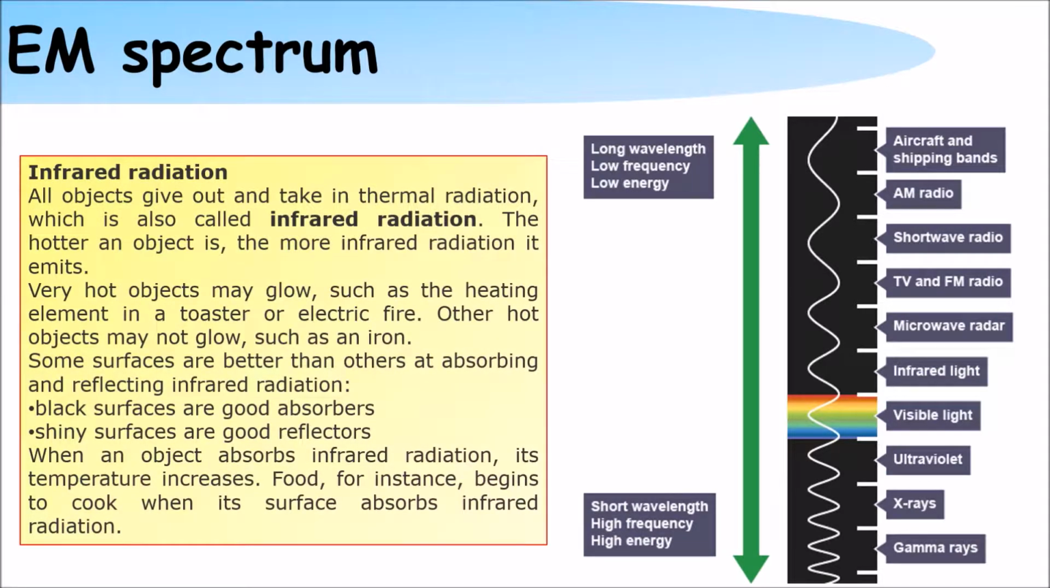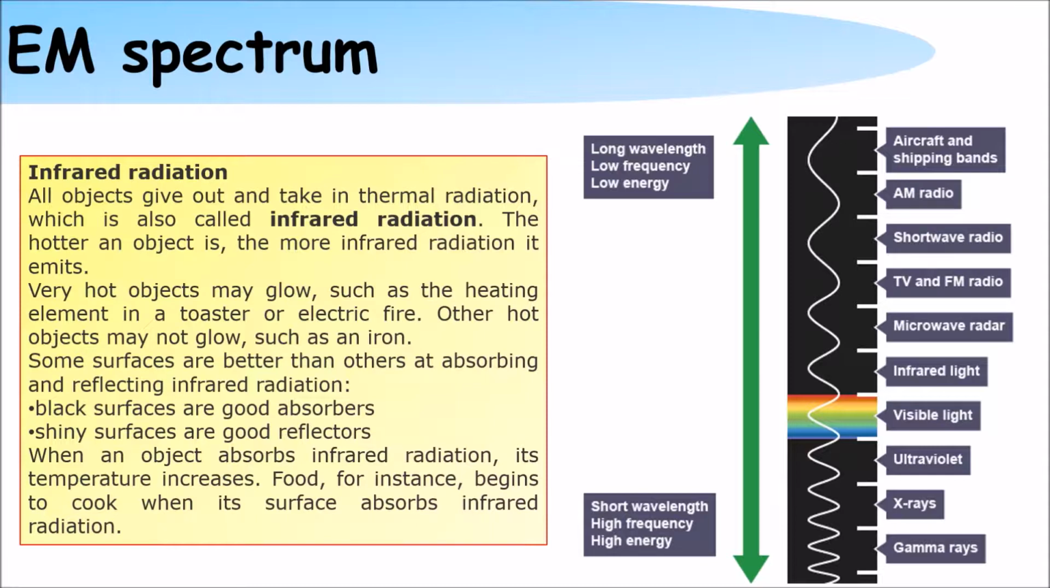Infrared radiation. So all objects give out and take in thermal radiation, which is also called infrared radiation. The hotter an object is, the more infrared radiation it emits. Very hot objects may glow, such as a heating element in a toaster or an electric fire. Other hot objects may not glow, such as an iron.